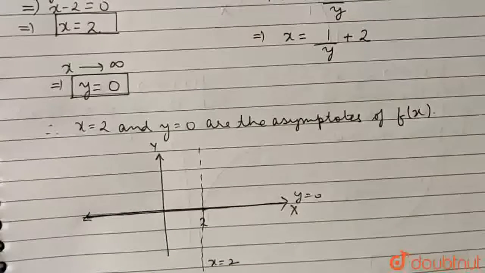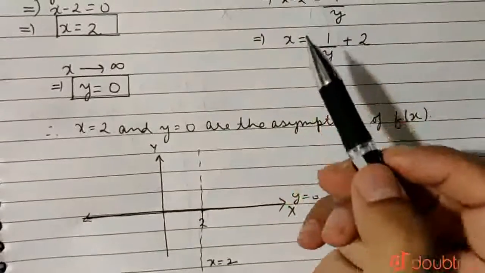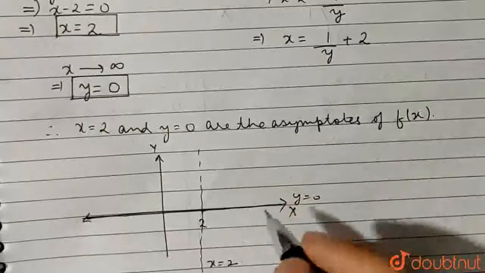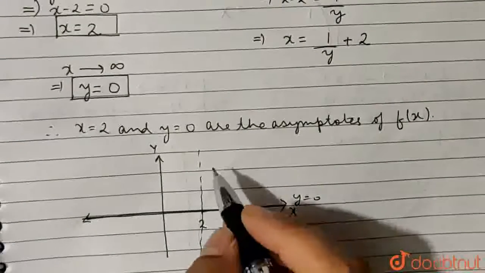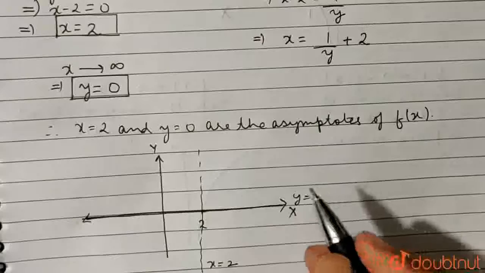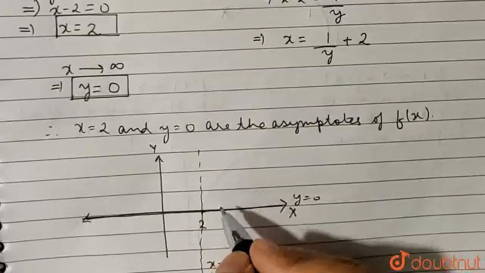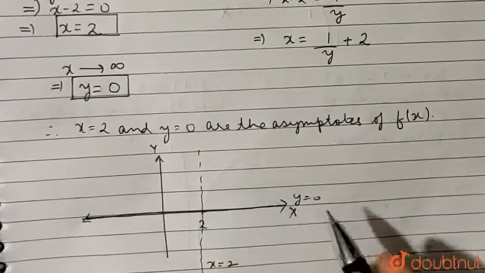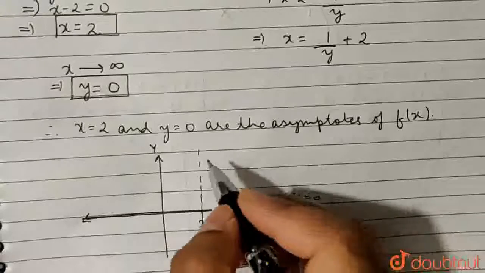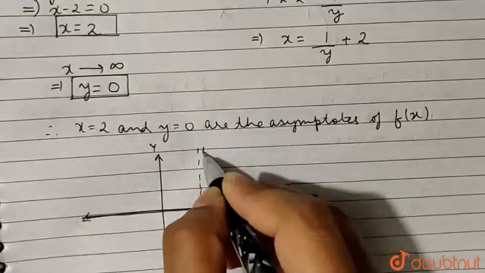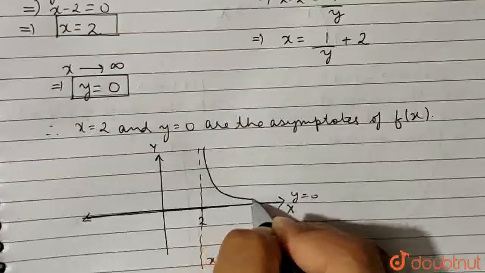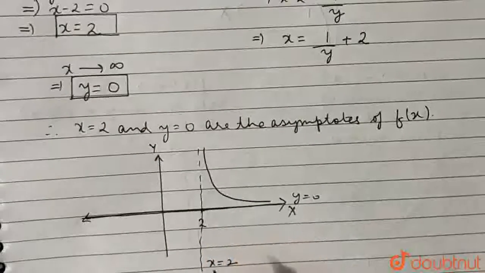And while drawing the graph of 1 upon x minus 2, we take care that the function must not touch these asymptotes. It will get closer to the asymptotes, but it will never touch them. Therefore the graph can somewhat be obtained as this.